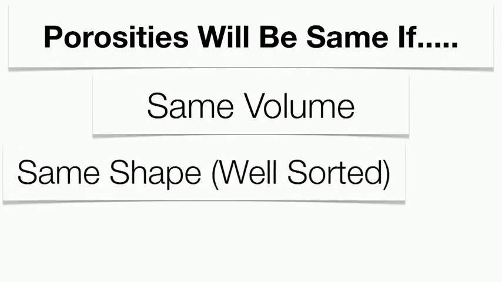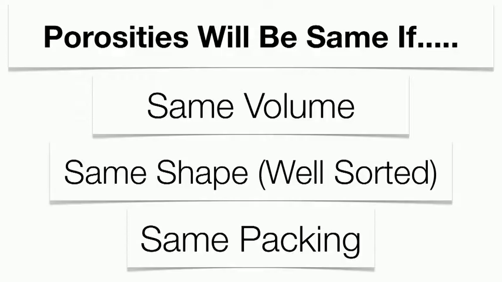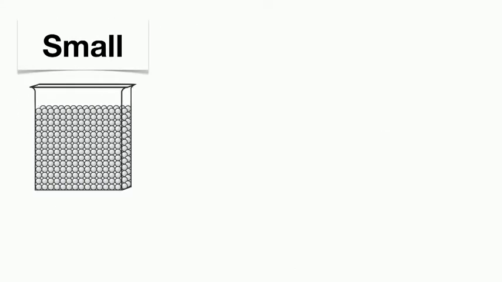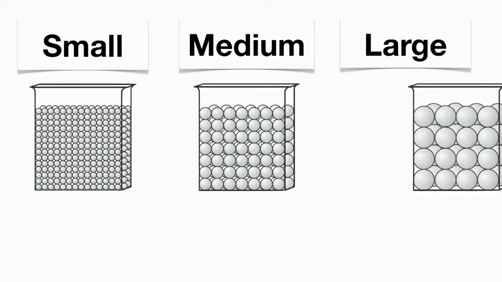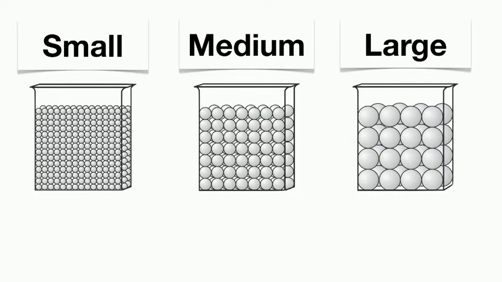Every once in a while you'll get questions on the Regents that pertain to comparing three, four, five different samples of soils that have the same volumes, same shapes, and same packing. When you compare these samples, the porosities are all going to be the same, and let me explain why that is. You can have a sample of small fragments, a sample of medium fragments, and a sample of large fragments. You notice that they're all the same volume, the same shape, and organized in the same way. You'd say each sample is well sorted.